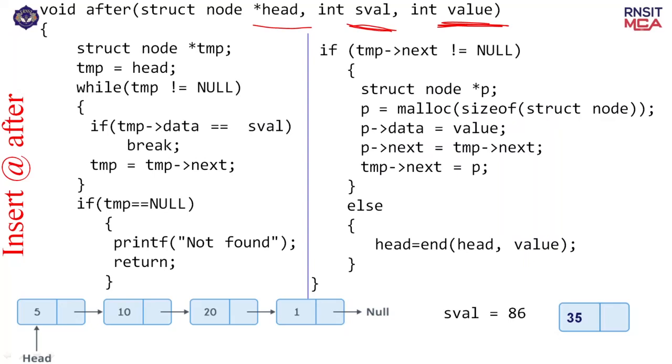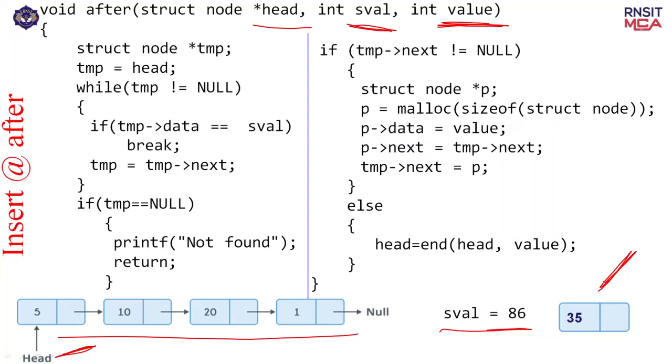Now they have given the head node. Head node is already there, so with the head node I can get the entire linked list. Head node given means you can easily access all the elements in the linked list. Second thing is he has given the search value. Search value is 86 and the new node value is 35. So this 35 has to be inserted after 86.